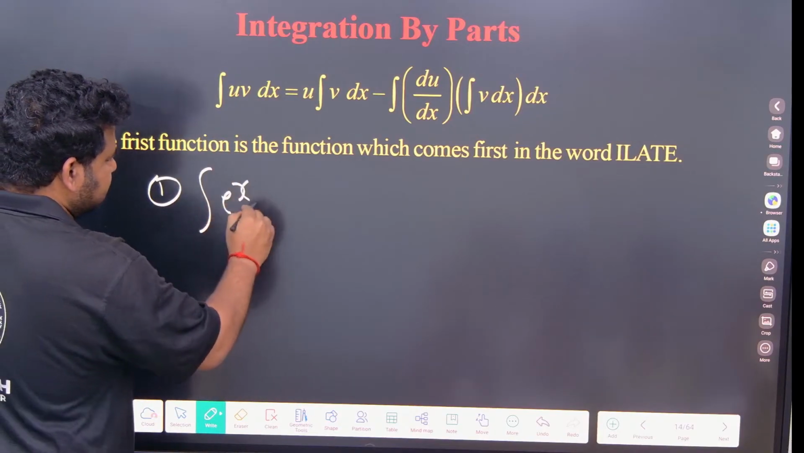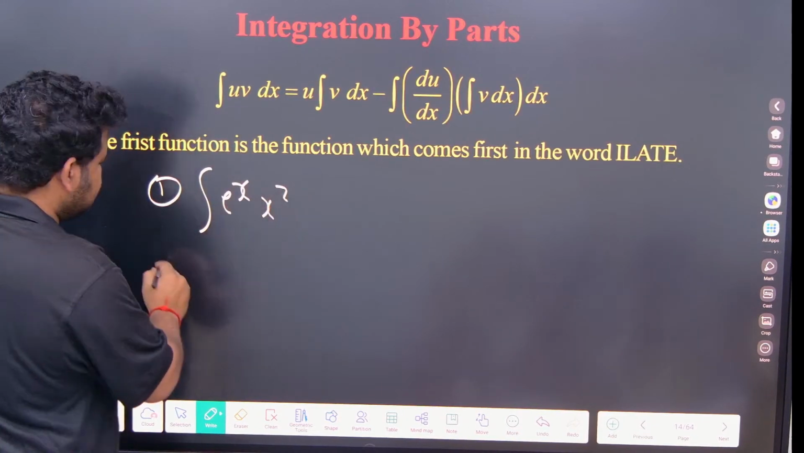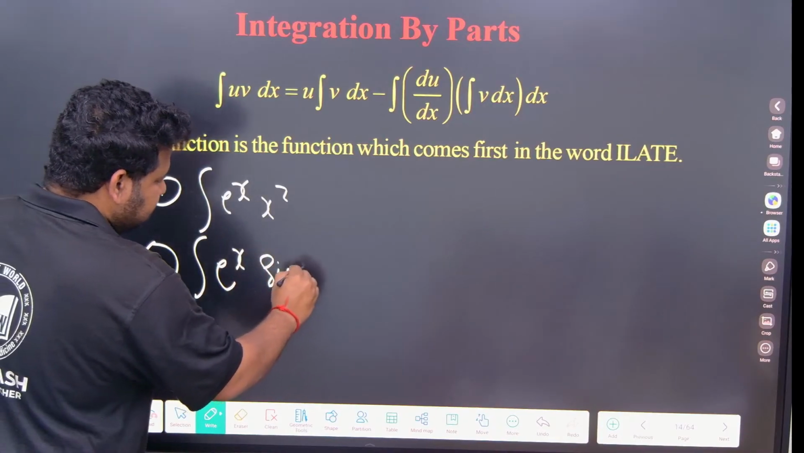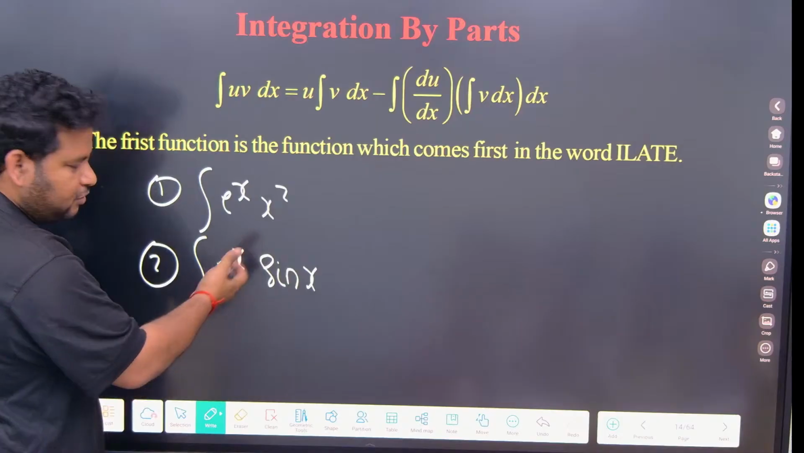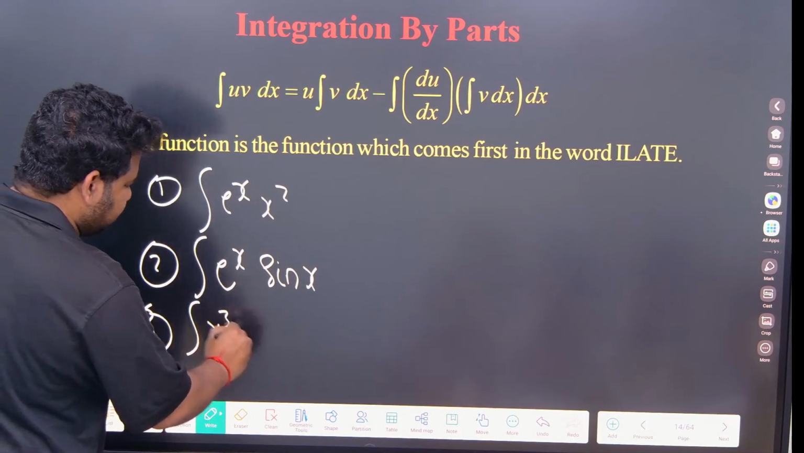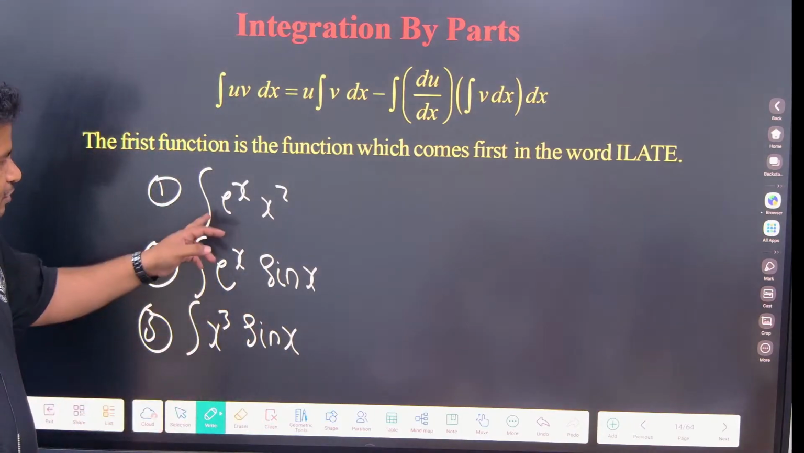E power x into x square, that is e power x into some polynomial f of x, then e power x into sin x or cos x, e power x into trigonometric. Next is polynomial into trigonometric. Suppose x cube into sin x if I am having. Okay, so the tricks are: e power x into x square.